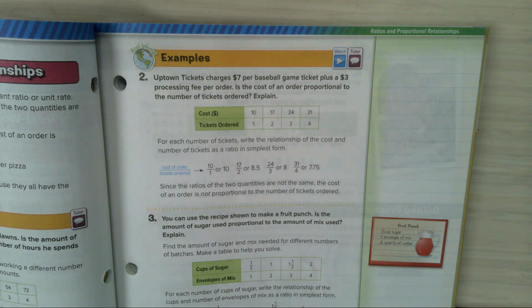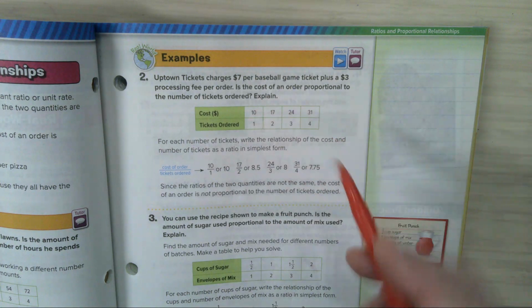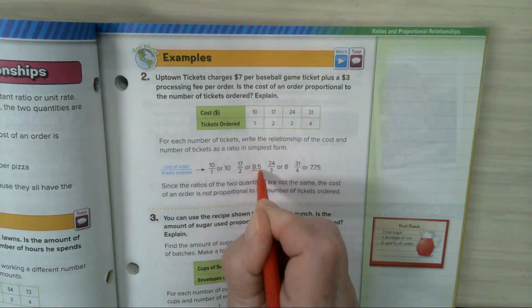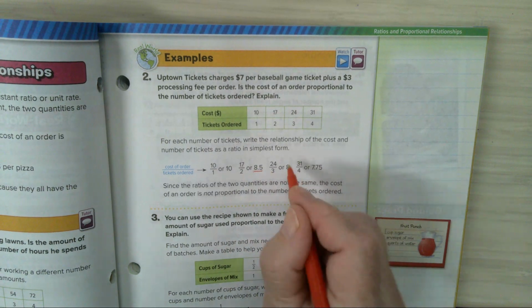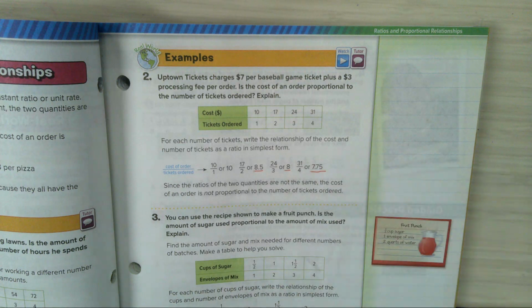Explain why. Well, the answer is going to be no, because 10/1 is still 10, but 17/2 equals 8.5. 24/3 is 8, and 31/4 is 7.75. Since the ratios of the two quantities are not the same, the cost of an order is not proportional to the number of tickets ordered. So it's not proportional. They don't all equal the same. Got it? It's a pretty easy lesson.